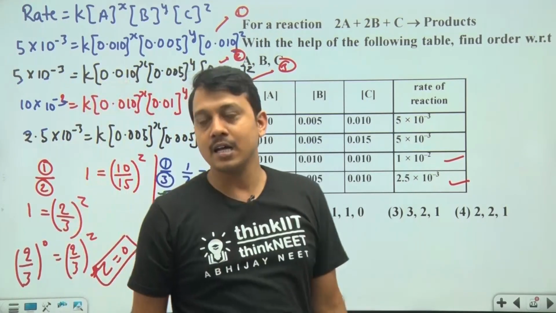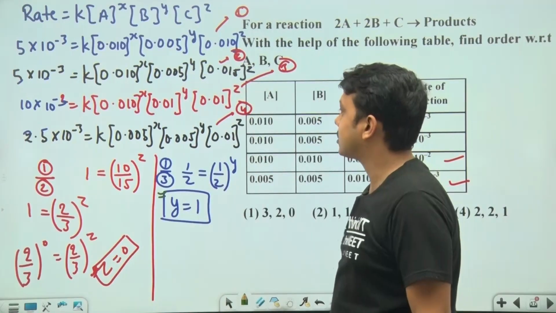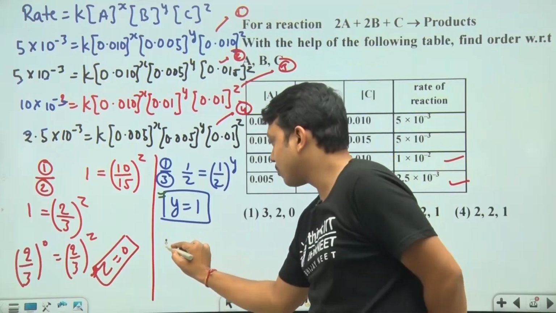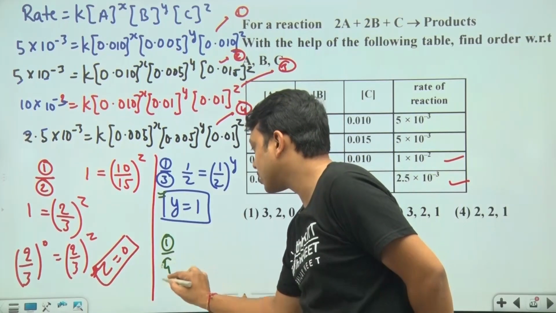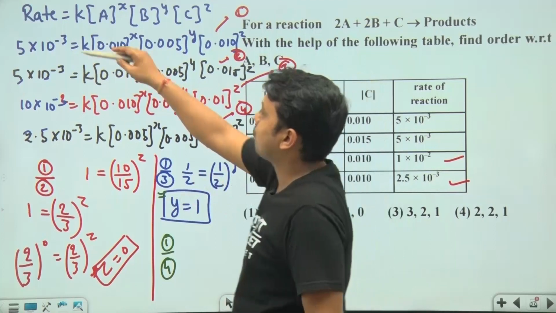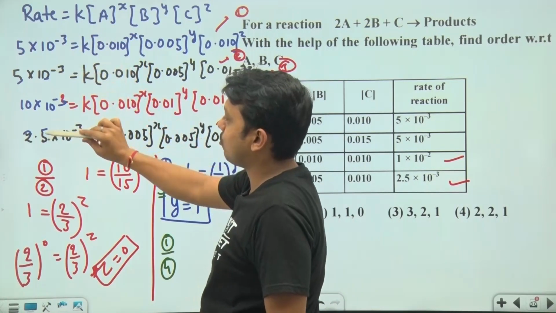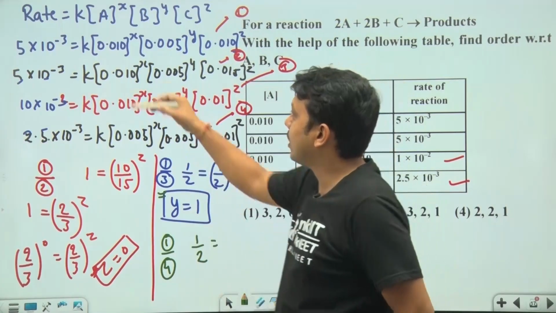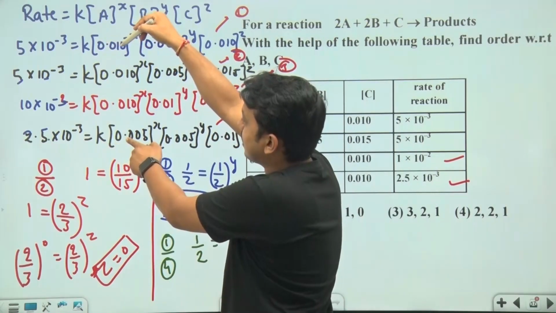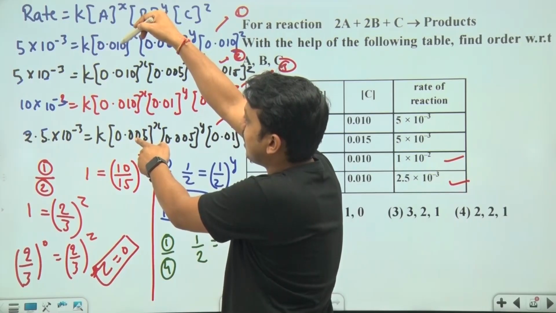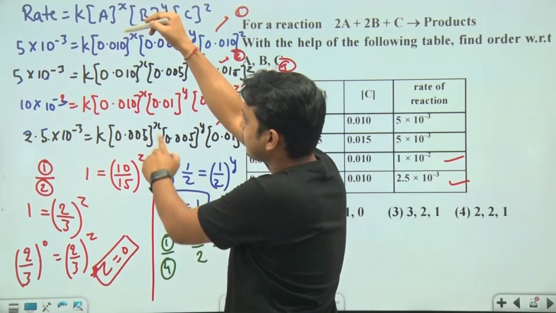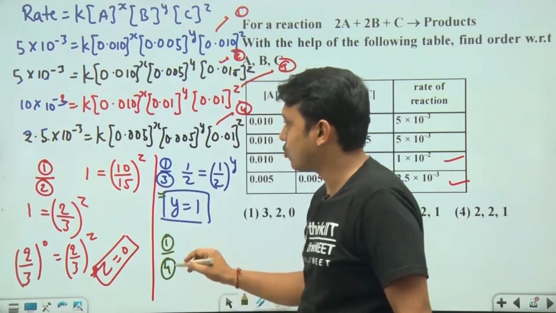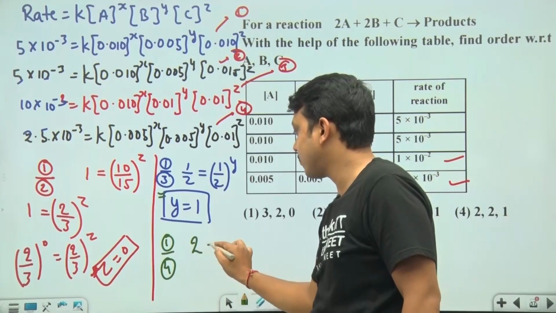Now lastly we have to find the value of x. The value of x is calculated from the first and the fourth, so we divide the first by the fourth. Now let's check. Here it is 5 into 10 to the power minus 3, and it is 2.5 into 10 to the power minus 3. So this one becomes half. Now here K will be cancelled out, and this is basically 5 into 10 to the power minus 3 upon 2.5 into 10 to the power minus 3. This one becomes 2.